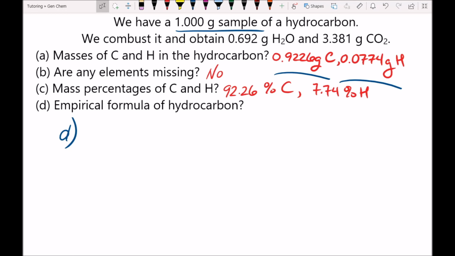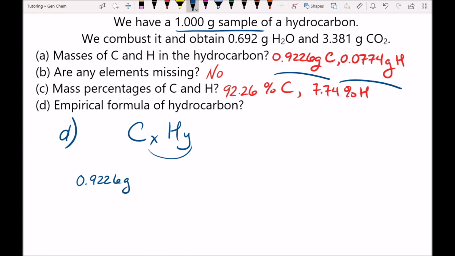Part D, we want to get our empirical formula of the hydrocarbon. And so the empirical formula is all about ratios of elements in the compound. Our compound only contains carbon and hydrogen, so our empirical formula will be some ratio of carbon to hydrogen. And so to determine that, we need to know the number of moles of carbon and hydrogen in this hydrocarbon. We have the masses from part A, so we're going to convert the masses in part A to moles, and then compare the number of moles of carbon and hydrogen and see what that ratio is so that we can replace these subscripts with numbers.